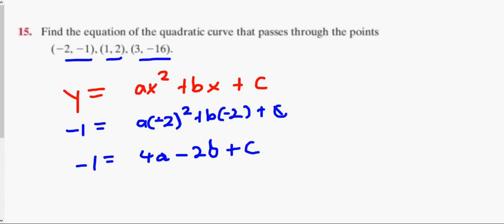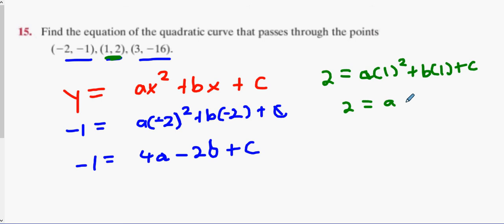What about the next one? The green one. 2 equals a times 1 squared plus b times 1 plus c. You cool with that? Now what now? 2 equals a plus b plus c.